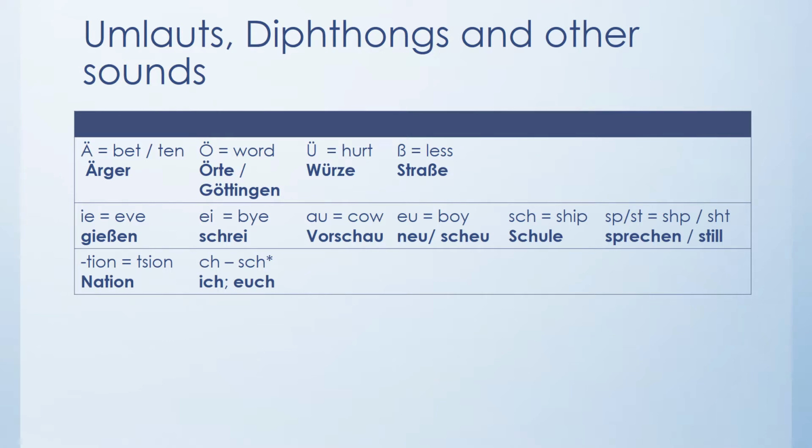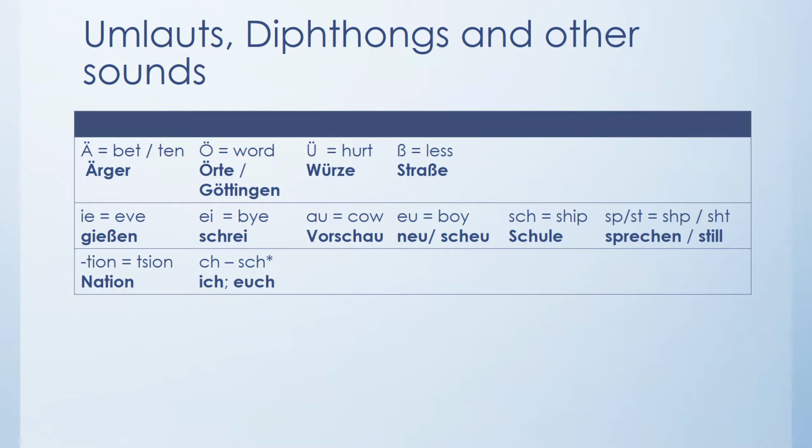AU is pronounced like ow. So the word underneath is Vorschau. F for the V is for shall. The next one, EU, is going to give you that oi sound like in boy. So you'd say like neu, scheu, euch. So when you see the EU, it's an oi sound.